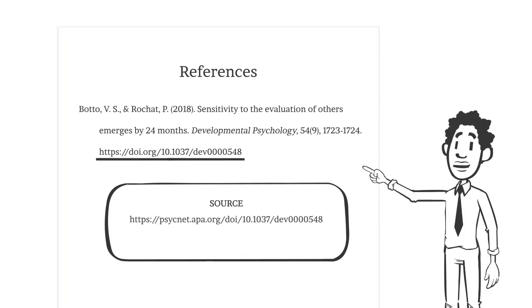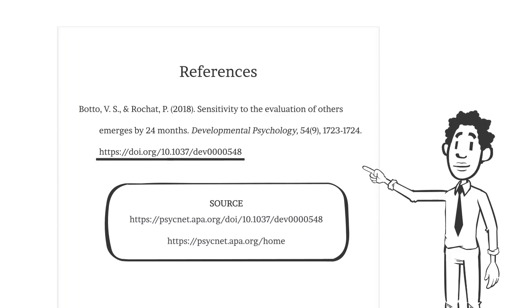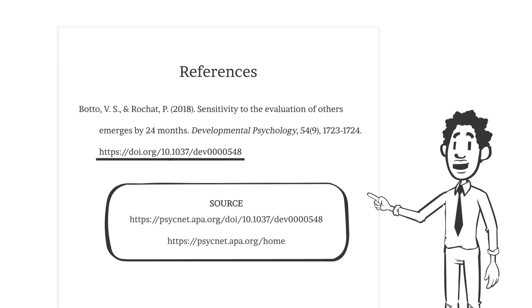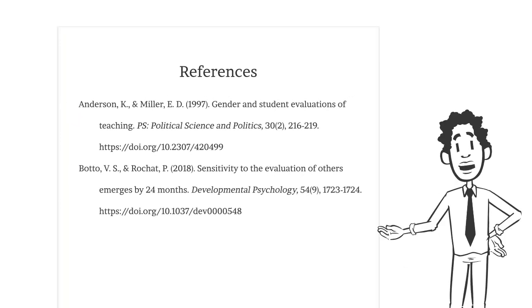Lastly, the DOI. If there's no DOI available, you could list the URL, but only if the resource was retrieved electronically. Note, your references need to be listed in alphabetical order from the author's last name.